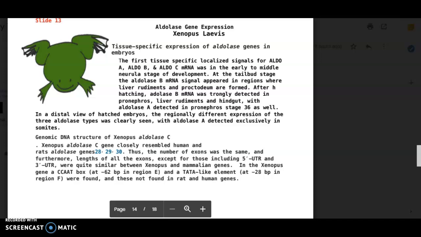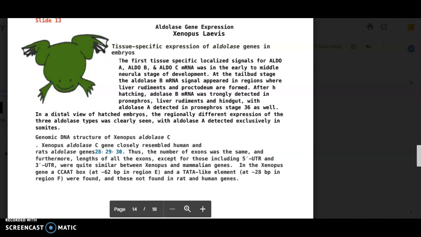At stage 23, the aldolase C messenger RNA signal was in the neural tube, and at stage 33 it was in the brain and spinal cord, so it continued to develop. In the dorsal view of the hatched embryos, the regionally different expression of the three aldolases was clearly seen. Therefore, we started getting more of the aldolase B as the organism started using more to bring in food sources.